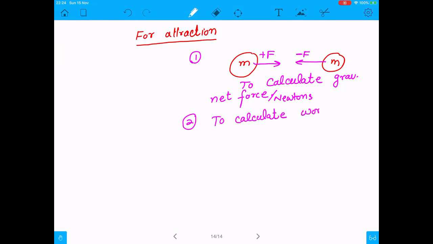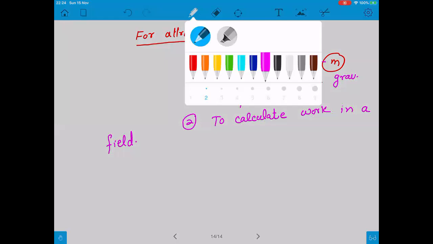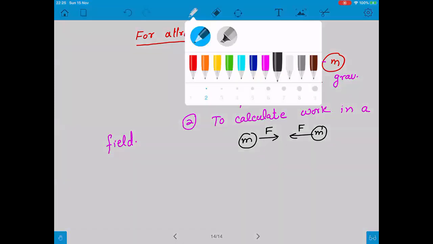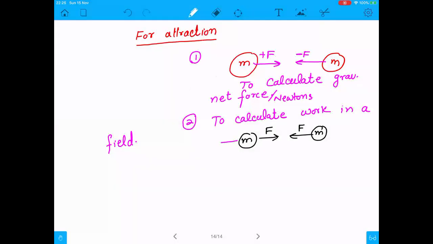To calculate work in a field. Work in a field could be electric work or it could be gravitational work. In any case, for example, you have two masses, they will attract each other, and this force will perform the gravitational work. Generally, we take the displacement vector or the motion outwards. This is by convention.